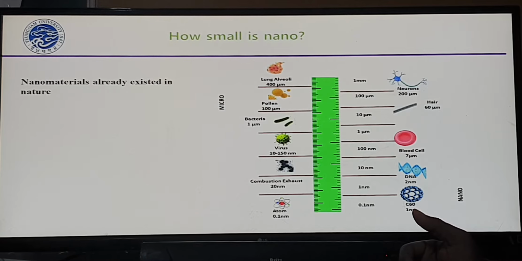You need high resolution microscopes like SEM, scanning electron microscope, and TEM, transmission electron microscope. You need highly sophisticated equipment in order to see or observe the things which happen at nanoscale. So finally, nanomaterials exist in our nature, but we could not see them, but we can see or observe them with highly sophisticated equipment.